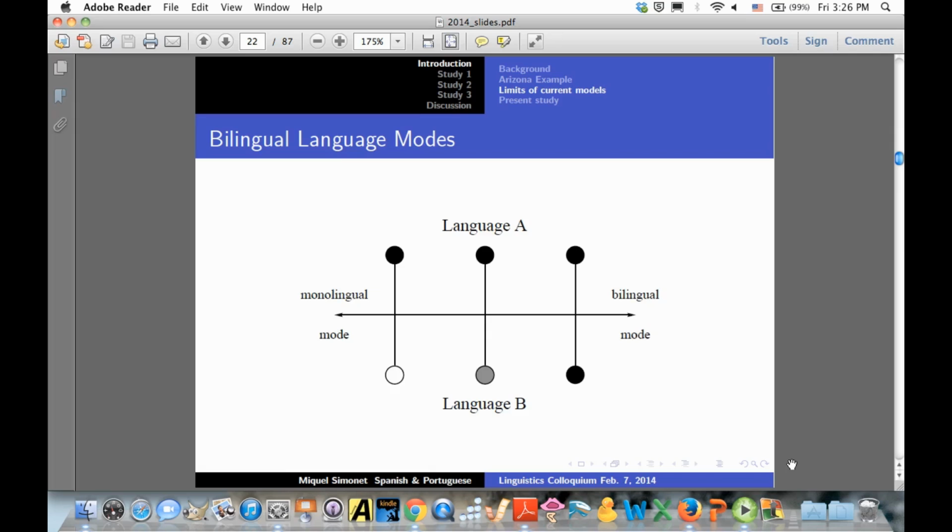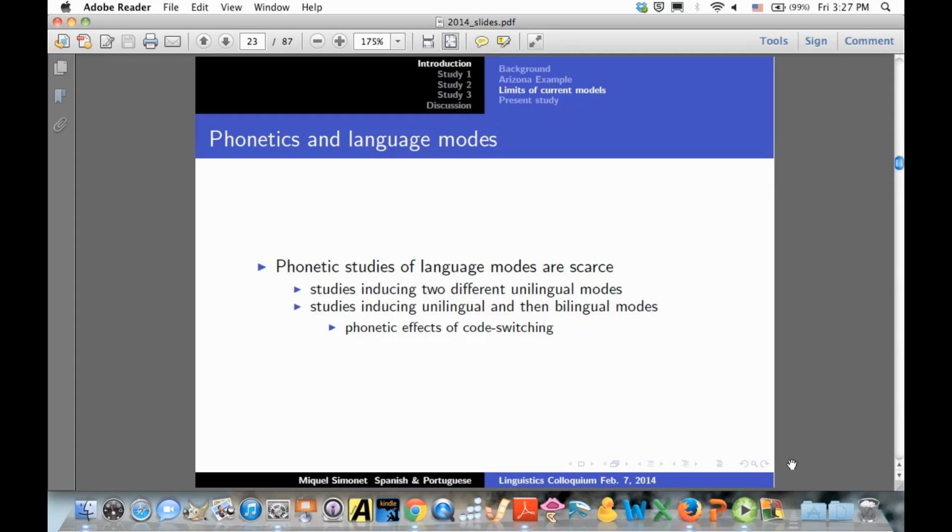And this is a graphical, or schema, representation of the model. In unilingual mode, language B is not active at all. Language A is very active, and in bilingual mode, the two languages are highly active. Would they be interacting more here? Now, most of the research on phonetic behavior in bilinguals does not take this into account, and the ones that do usually follow a different design that I will not be following today.